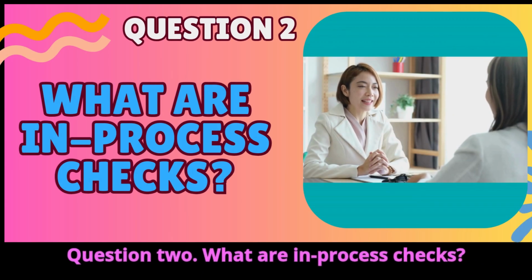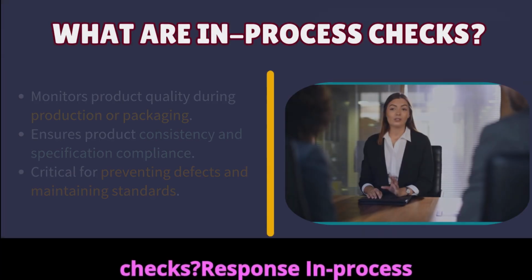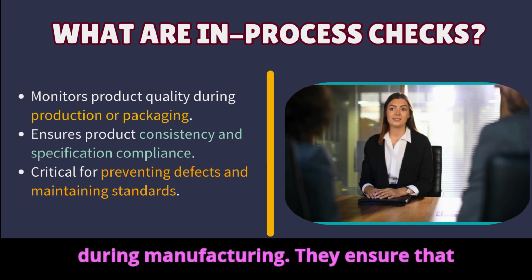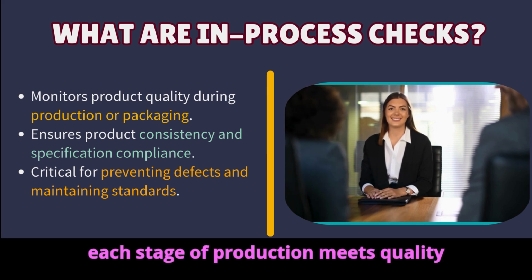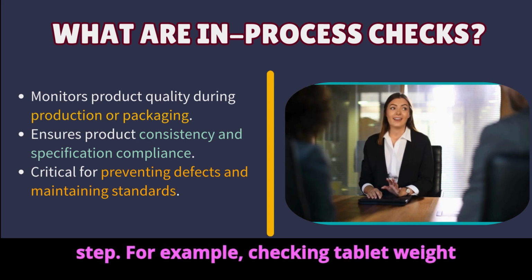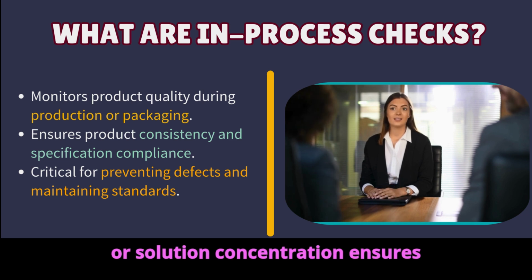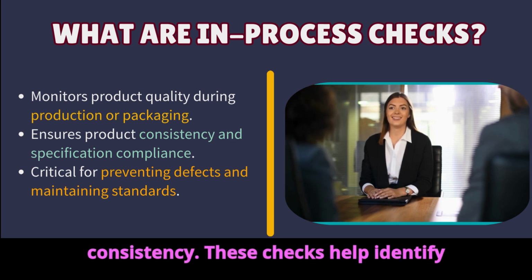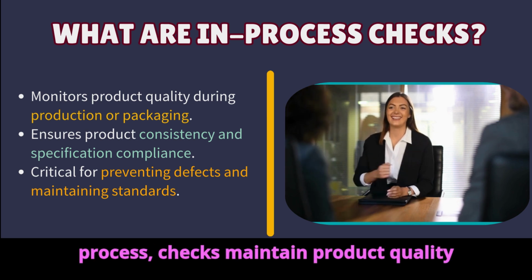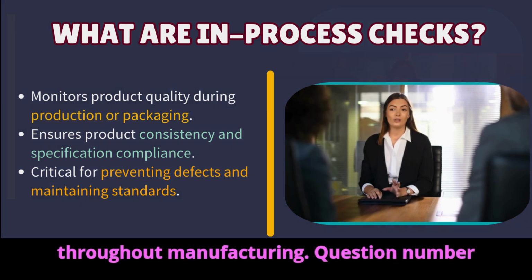Question 2. What are in-process checks? Response. In-process checks are tests or inspections performed during manufacturing. They ensure that each stage of production meets quality standards before moving on to the next step. For example, checking tablet weight or solution concentration ensures consistency. These checks help identify potential issues early in production. In-process checks maintain product quality throughout manufacturing.